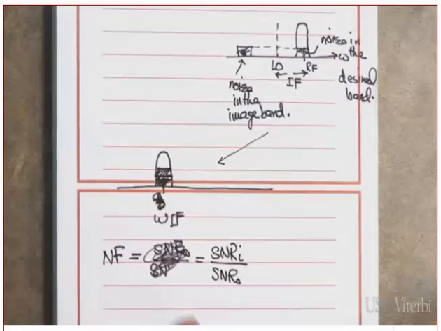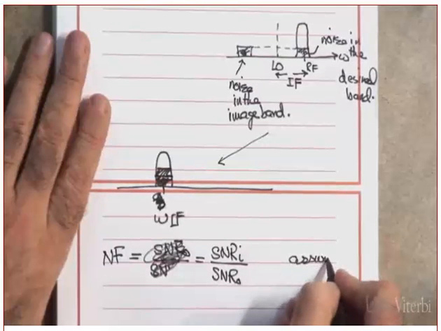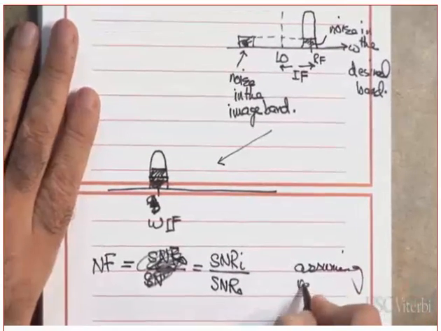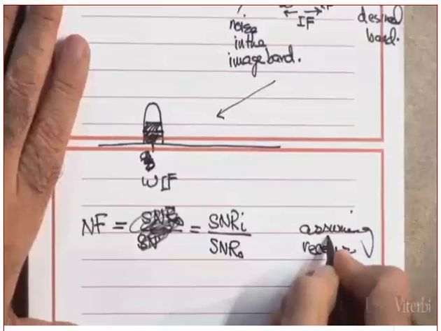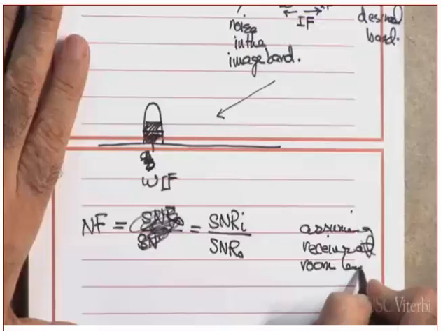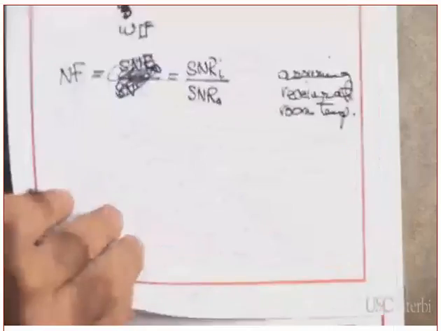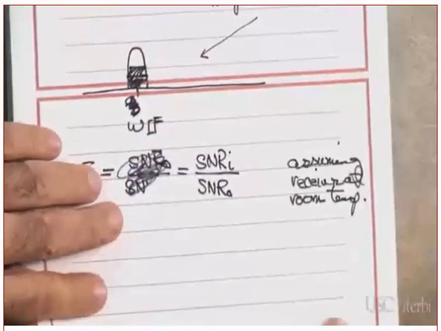Remember one more time. This assumes what? Assumes our receiver is at room temperature. Please do not forget this. This is assuming the receiver is at room temperature. Now, let's see if you can help me.